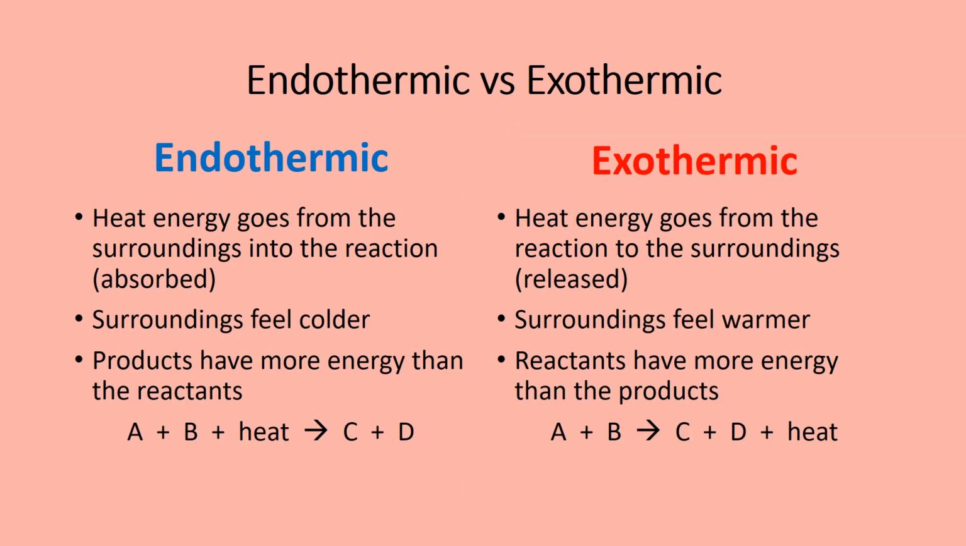So in summary, endothermic and exothermic are types of chemical reactions that involve heat. Endothermic absorbs heat, and exothermic releases heat.